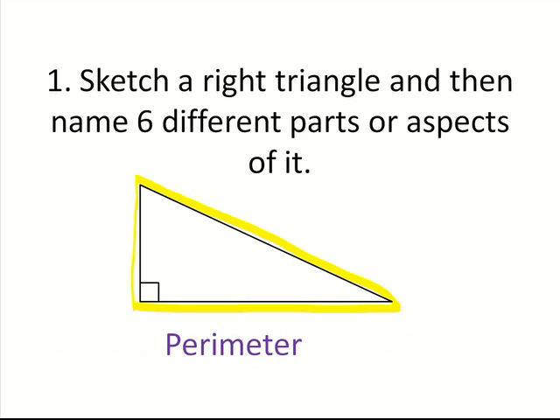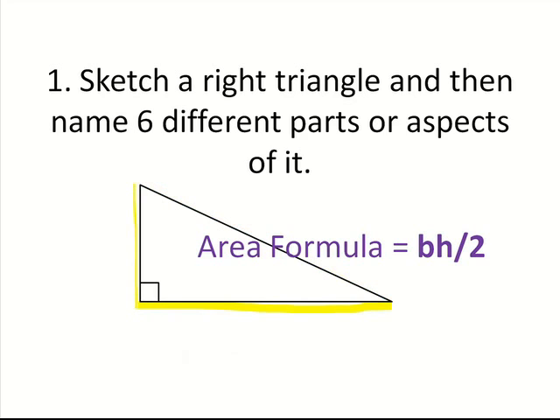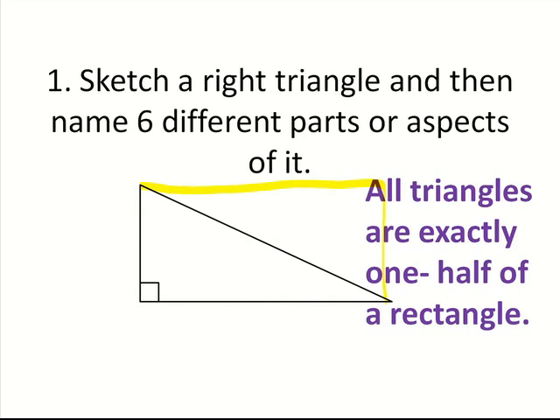This triangle has a perimeter, which is just adding up the total length around, just like a fence, so it would be the total distance all the way around. And it has a formula for finding its area, base times height divided by 2. All triangles are exactly 1/2 of a rectangle. That's why you have the formula for finding the area of a rectangle, base times height, and then you divide it by 2 because all triangles are exactly 1/2 of a rectangle.